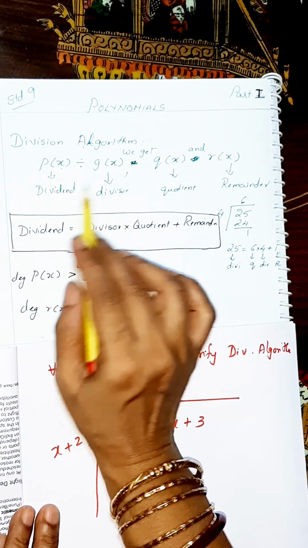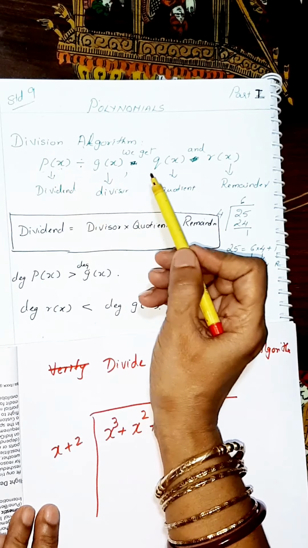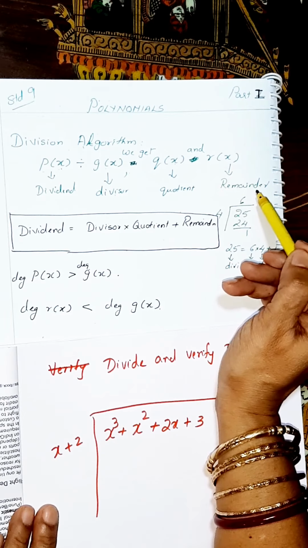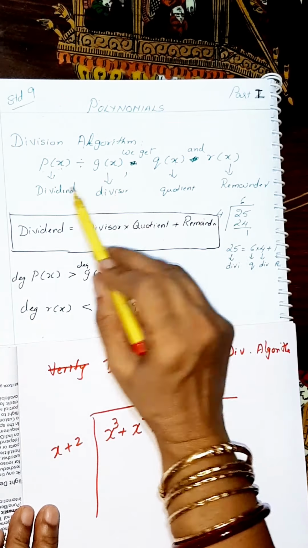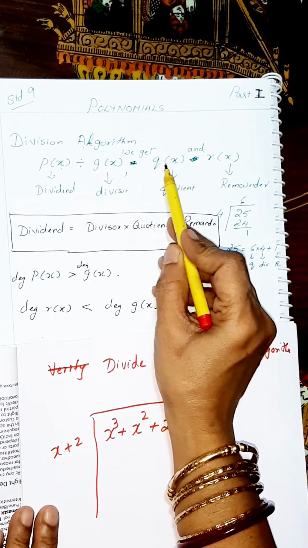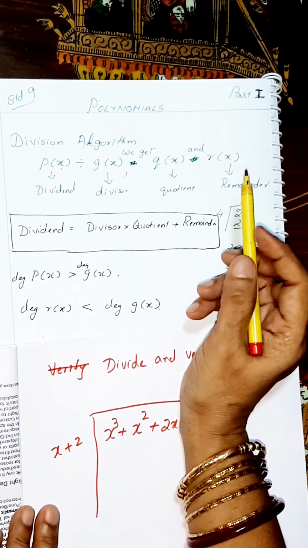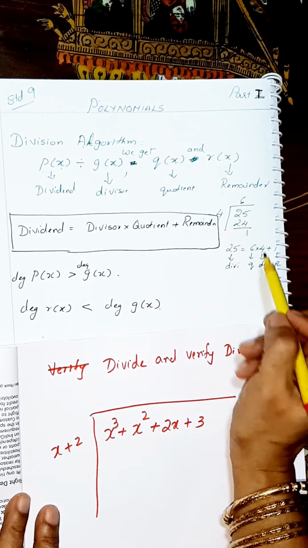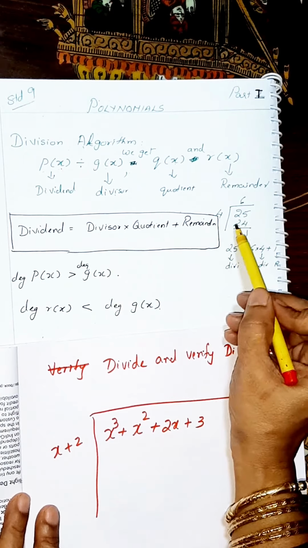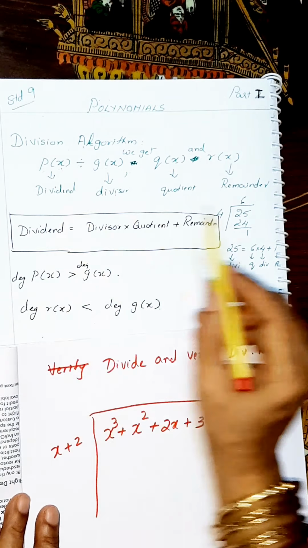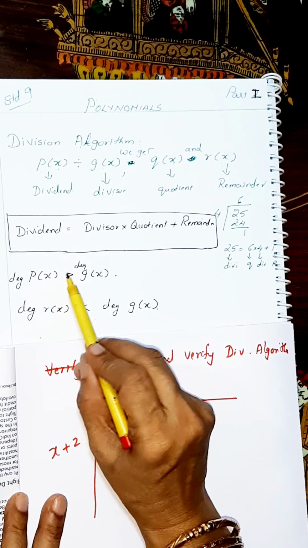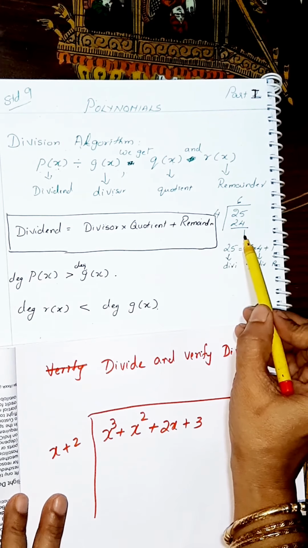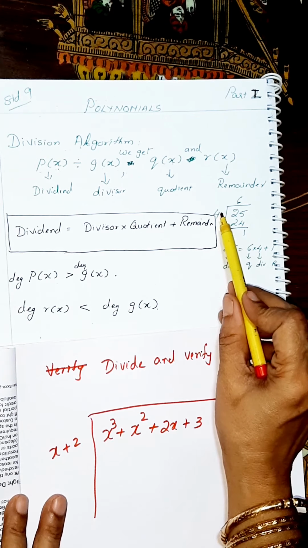Now we are going to do it with polynomials. Let the dividend be P(x), the divisor G(x), the quotient Q(x) and the remainder R(x). So, P(x) divided by G(x), you get Q(x) as the quotient and R(x) as the remainder. Now, we will discuss the degree of the divisor, quotient, remainder and all. The degree of P(x), the dividend, is always greater than the degree of the divisor, and the degree of the remainder will always be less than the degree of the divisor.